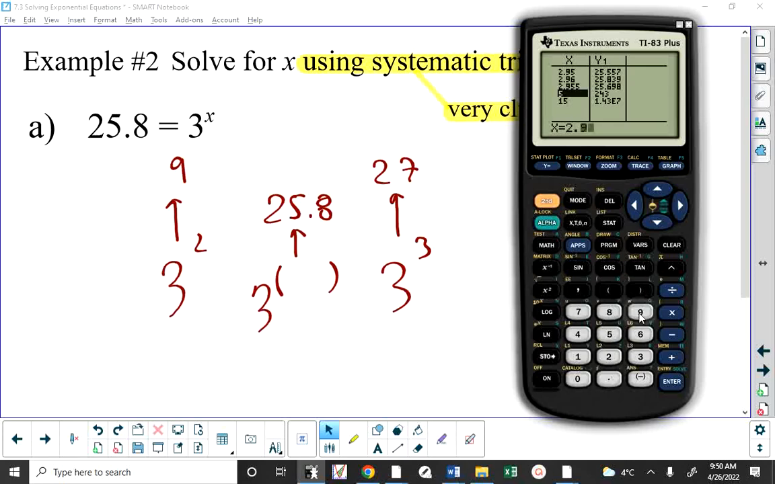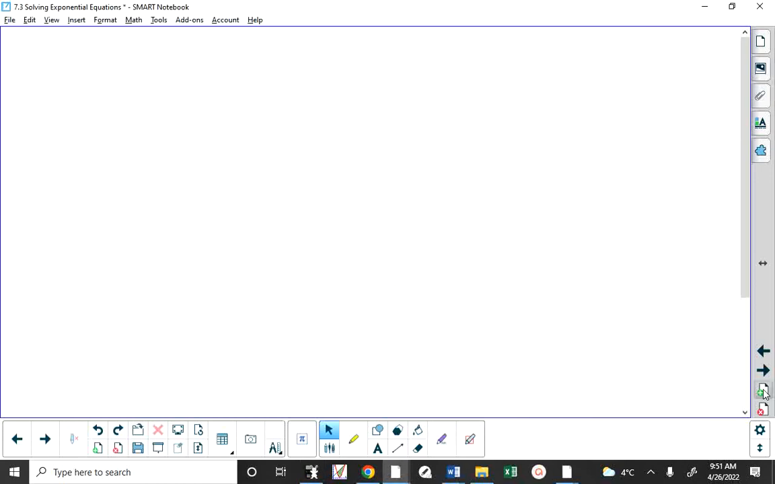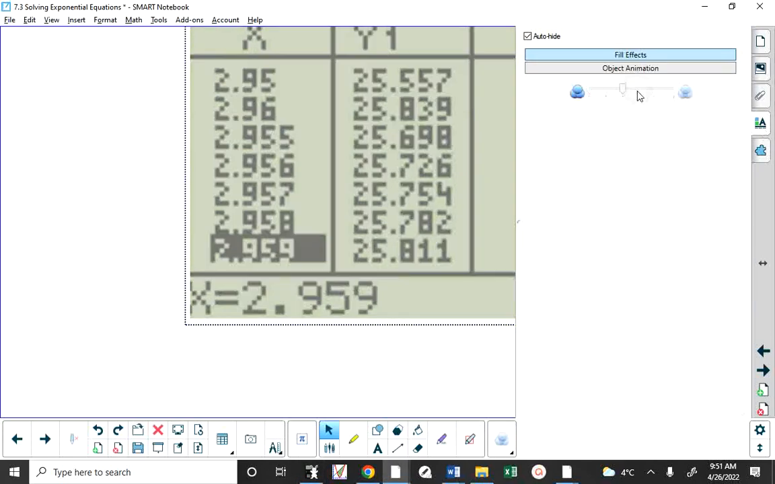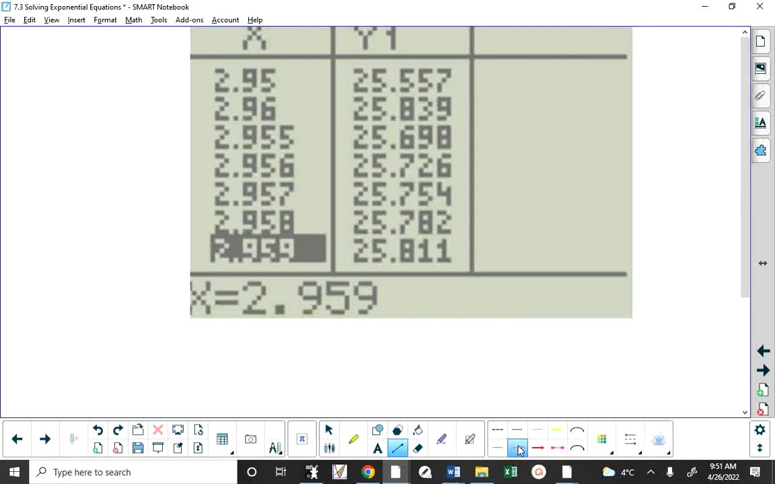So maybe 2.956, 2.957, 2.958, 2.959. That's pretty close. It's somewhere between, and I just want to show this to you. Since these two numbers are on both sides of 25.8, x must be between these two numbers. So you can put down 2.96.